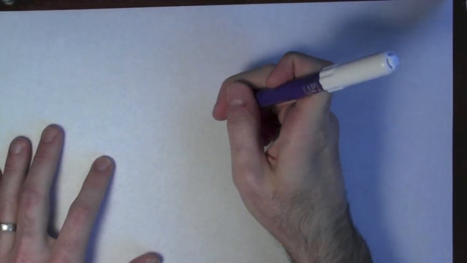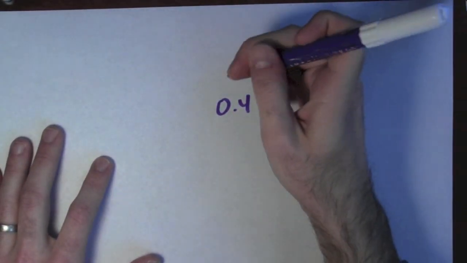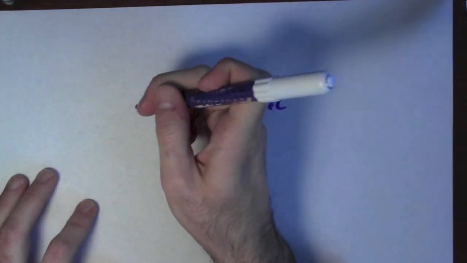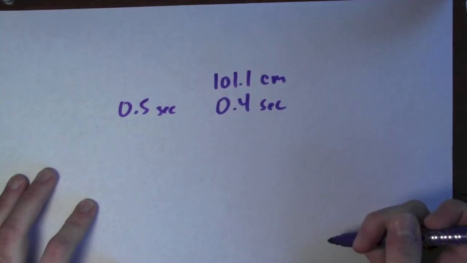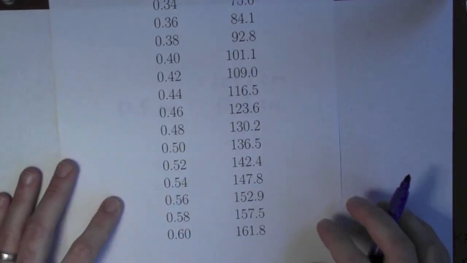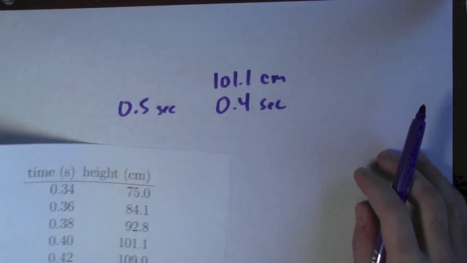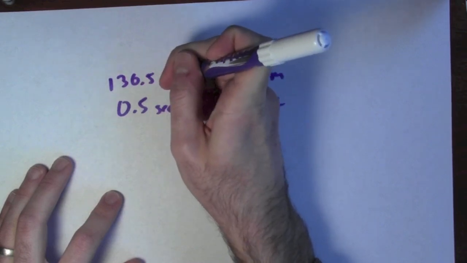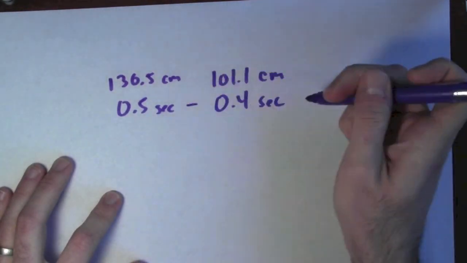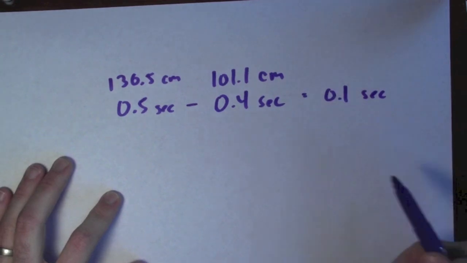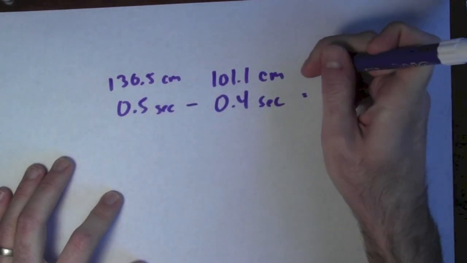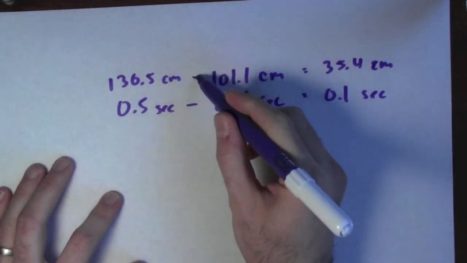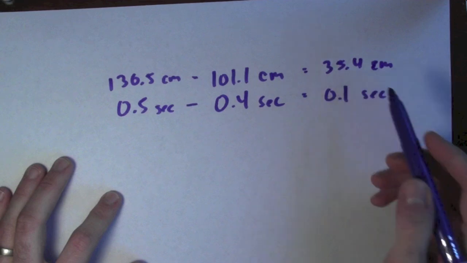Well, it's the same kind of game, right? 0.4 seconds after Bart released the ball was 101.1 centimeters above the ground. 0.5 seconds after Bart released the ball, looking back at my table, I find that the ball was 136.5 centimeters above the ground. This time interval was 0.1 seconds long, and how far did the ball move during that time interval? Well, that's 35.4 centimeters. 136.5 minus 101.1 is 35.4.